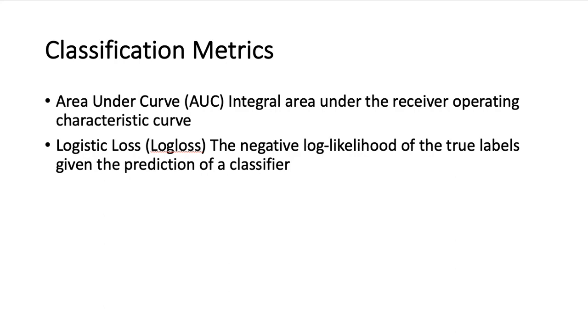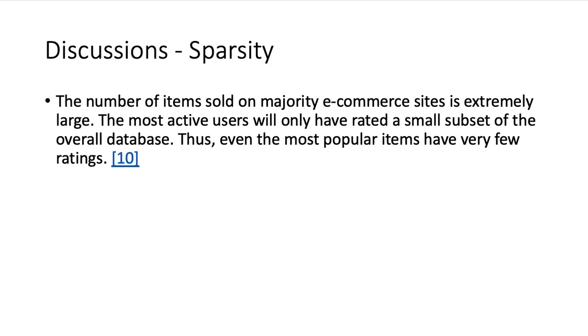For some classification results from the recommender system, we can use, for example, AUC, area under curve, or logistic loss, as a log loss, to evaluate the classification metrics. Yeah, there are some other topics we can cover.